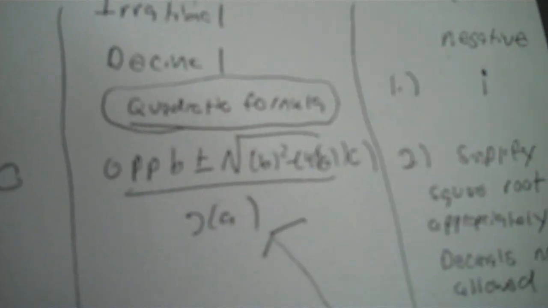Okay, when we get an irrational decimal, we want to write it. We don't need to do I on that either. But I'm not going to be able to factor it. It has to be the quadratic formula. So, opposite of b plus or minus the square root of b squared minus 4ac, over 2a. So you're going to have 8.